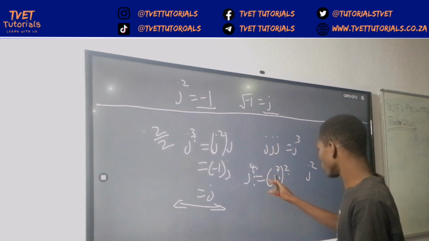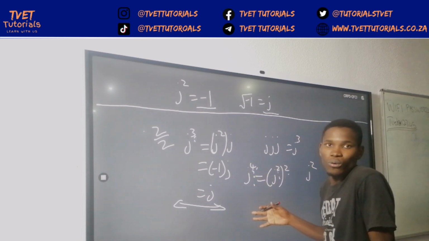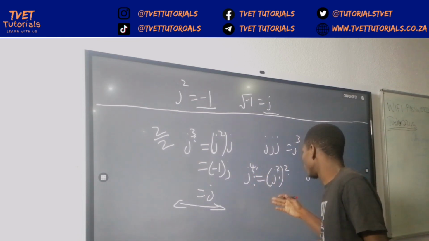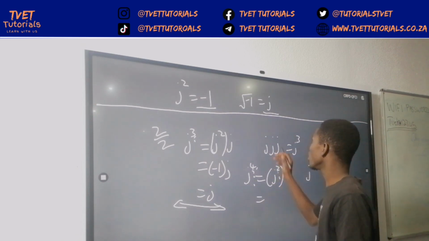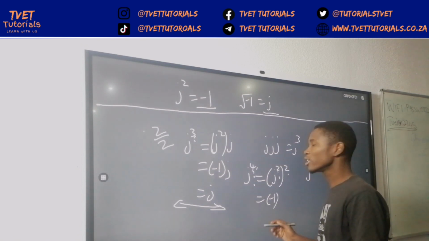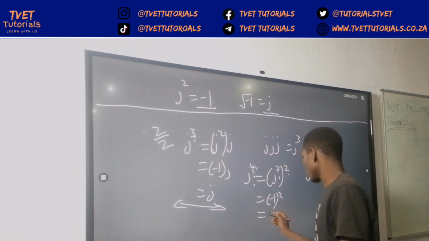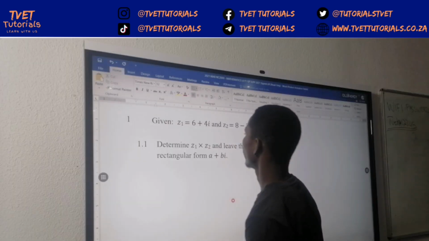So, to this one, we say 4 divided by 2, it will give us 2, right? It won't have decimals. This means we know that whenever we see i squared, we change it to negative 1, right? Then there is this square. This means negative 1 to the power 2 will give us positive 1.